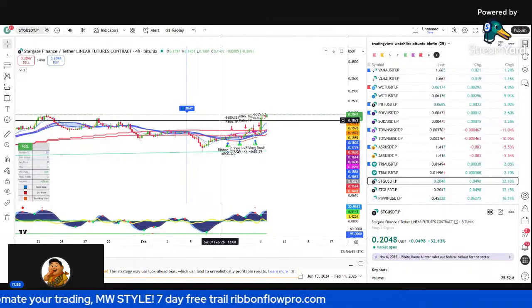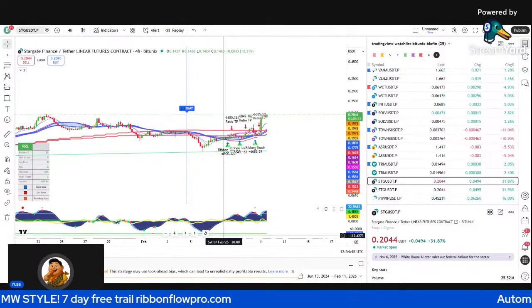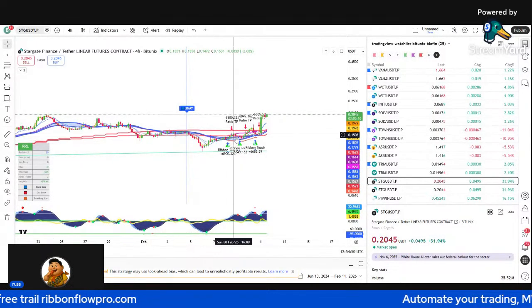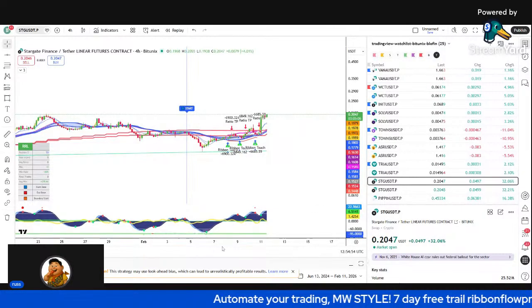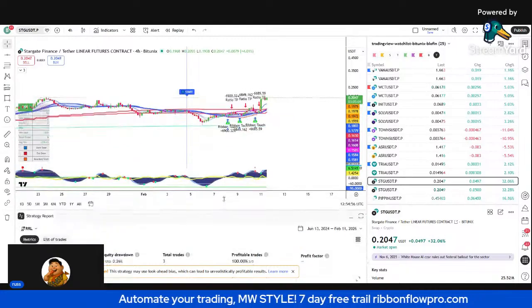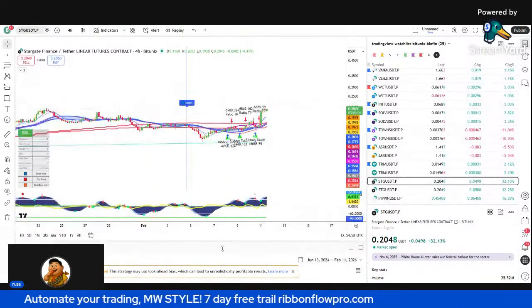You can see every single one of these take profits hit, from the entry take profit, entry take profit, entry take profit. All three. That's a 100% win rate on the trades, on a 4-hour time frame.